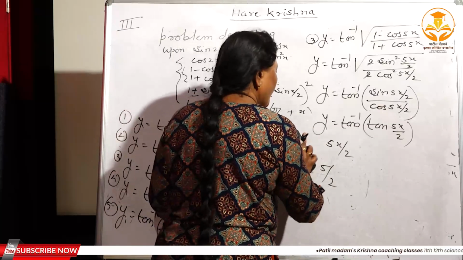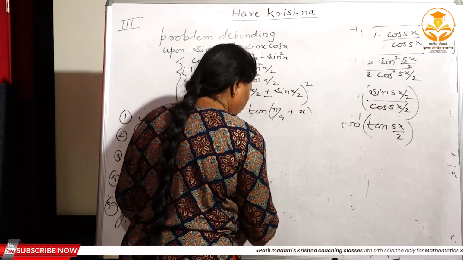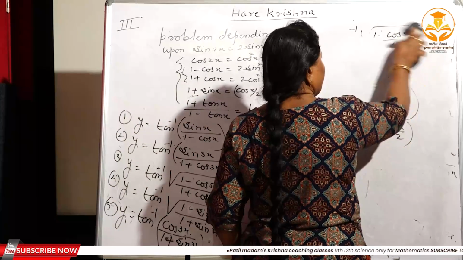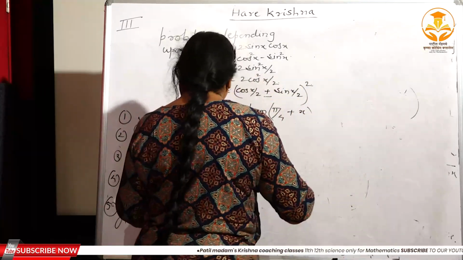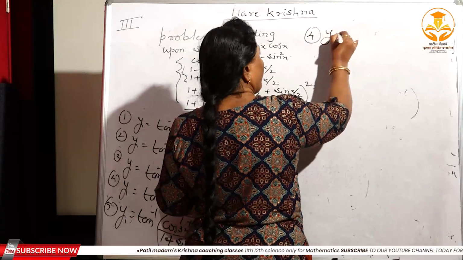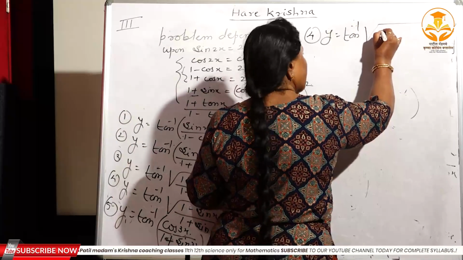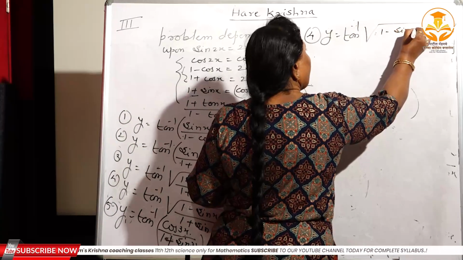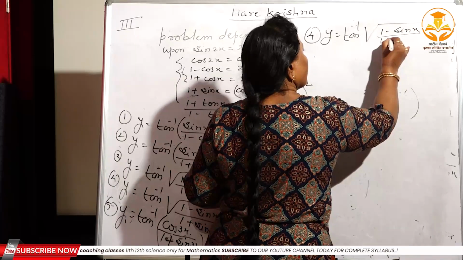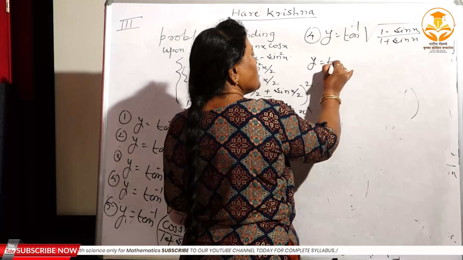Fourth one, that is y is equal to tan inverse of root of 1 minus sin x divided by 1 plus sin x. Right?